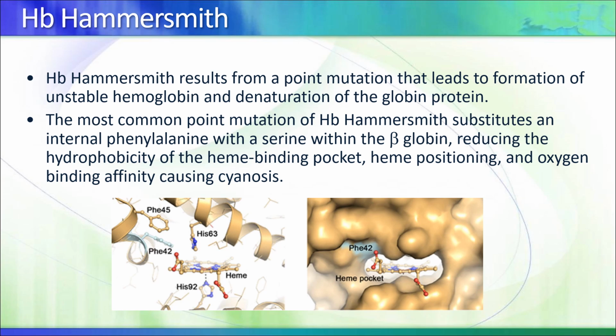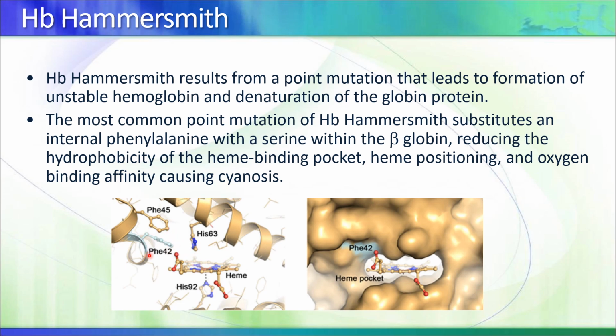Another condition is known as Hb Hammersmith. Here in this condition, we have a point mutation that changes a phenylalanine into a serine. Now, why is that important? Because this phenylalanine exists in the heme pocket. So it interacts via hydrophobic interactions with the heme molecule, stabilizing the positioning of heme into the hydrophobic pocket of the hemoglobin molecule.